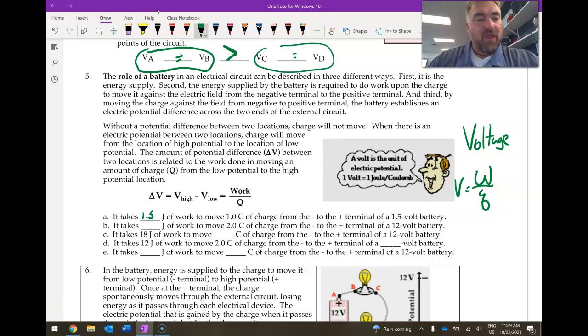And the way I got that, I knew that my voltage, hang on, I'll put this in red, my voltage was 1.5 volts. My Q was equal to 1 coulomb. And so by cross multiplying, I can solve for the work done. It's going to be 1.5.